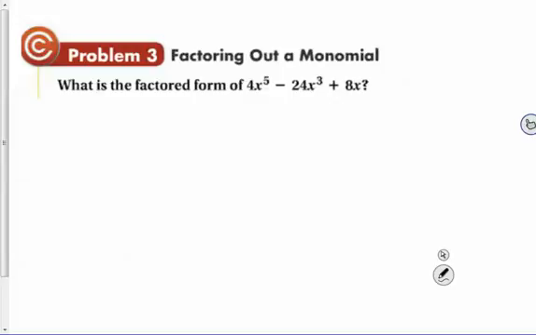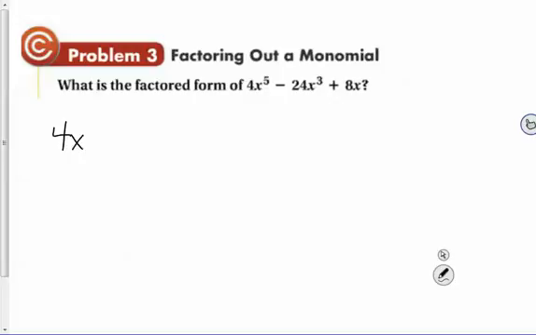So, with that being said, let's take a look at this. Look at 4x to the 5th minus 24x cubed plus 8x. What is the biggest number that they all have in common? Looks like it's a 4, right? So we'll pull that out. And what is the highest power of x that they all have in common? Looks like it's x. So we'll pull out 4x.